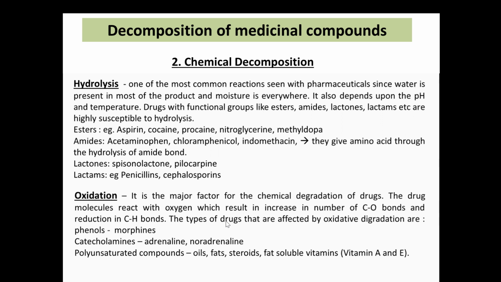There are certain types of drugs which are very susceptible to oxidative degradation. For example, phenols like morphine, and drugs in the catecholamine group like adrenaline, also have a very high chance of oxidative degradation. Similarly, polyunsaturated compounds are also more likely to oxidize. What kind of compounds fall in this group? Oils, fats, steroids, and fat-soluble vitamins like vitamin A and vitamin E.